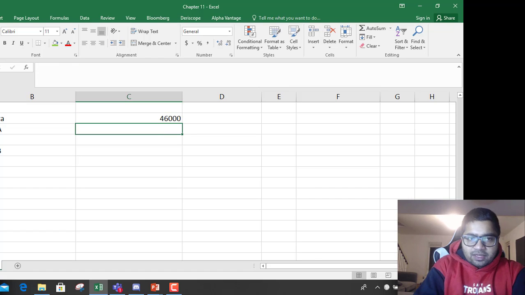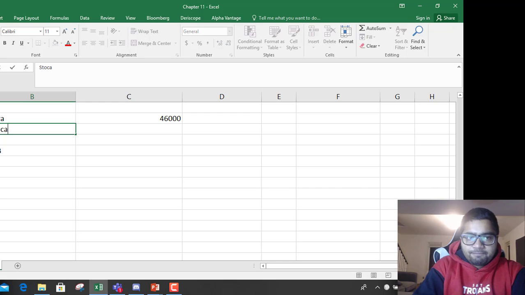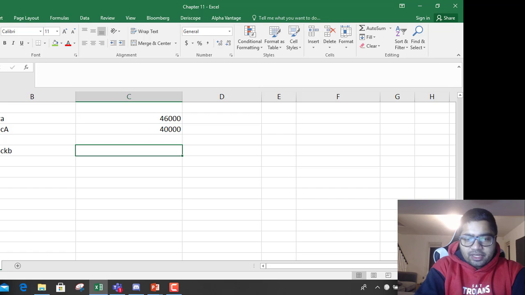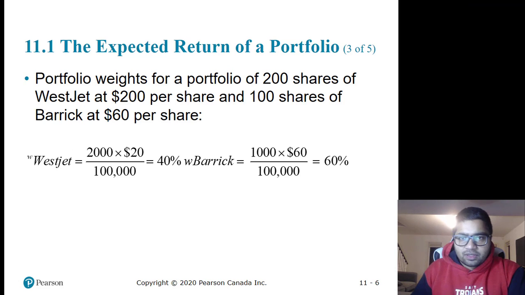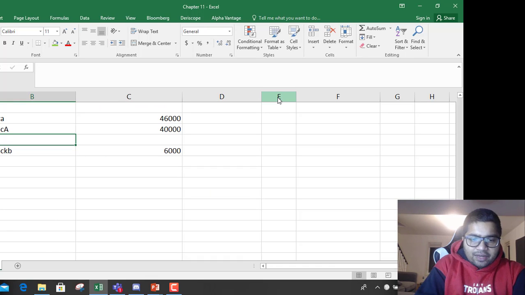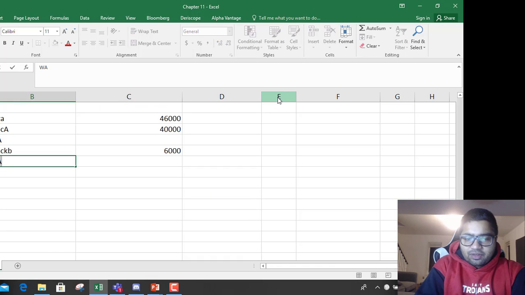How much are you putting in stock A and how much are you putting in stock B? Stock A you're putting $200 and 200 shares, so 40. How much are you putting in stock B? You're putting $60 into 100 shares, right? 100 shares at 60. So can you calculate weight of asset A and weight of asset B?